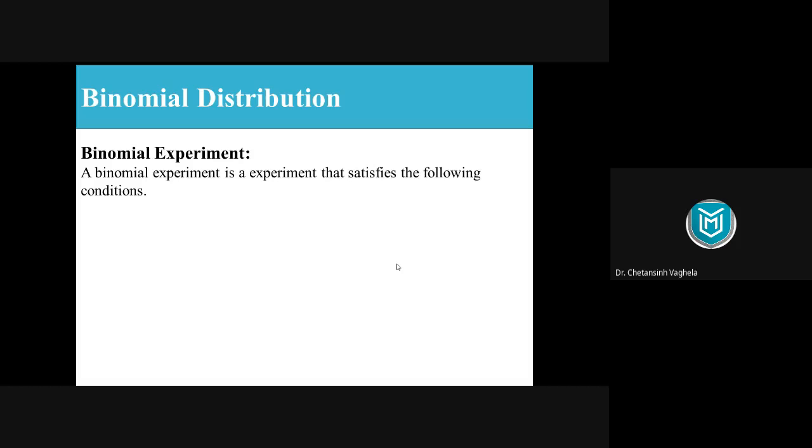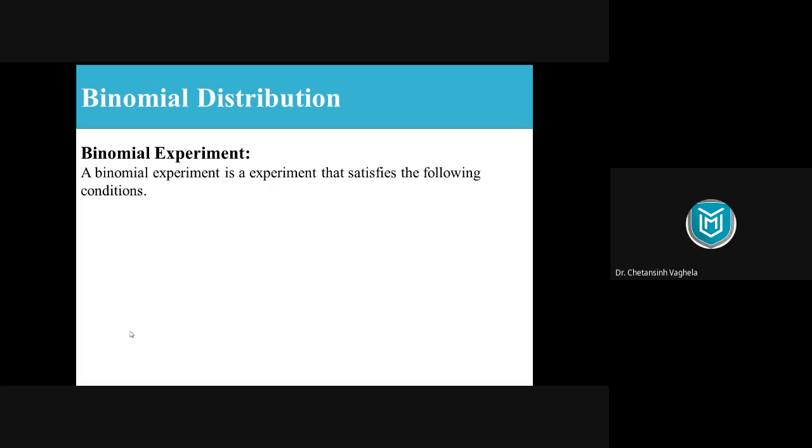Is it? And first our aim must be how to identify that binomial distribution is suitable. When can we say that we can go for the binomial distribution? We can go for the binomial distribution if and only if our experiments are binomial experiments. अगर हमारा experiment binomial experiment है, then and then we can go for the binomial distribution. वरना binomial distribution apply नहीं होता है, ठीक है.